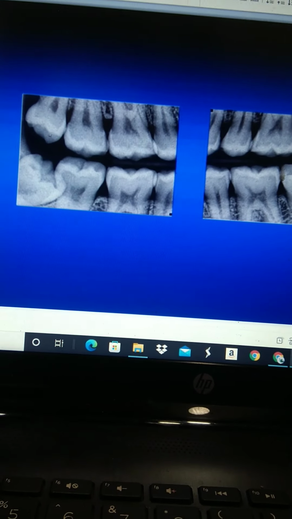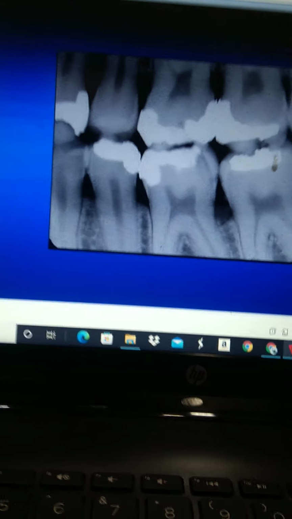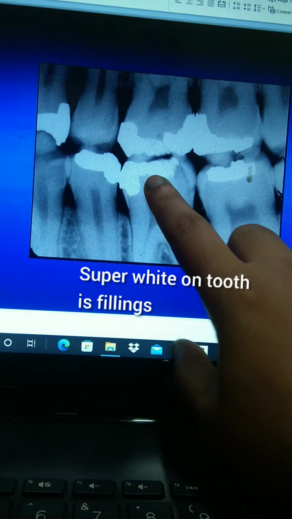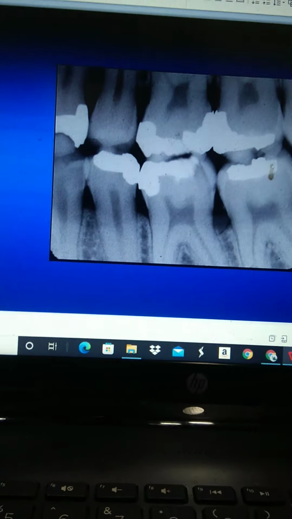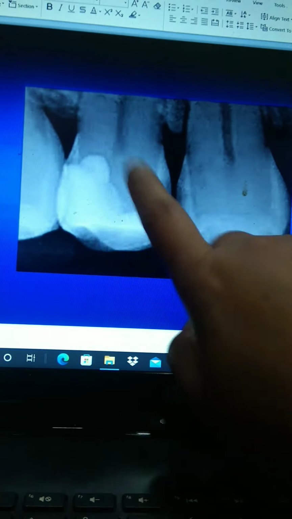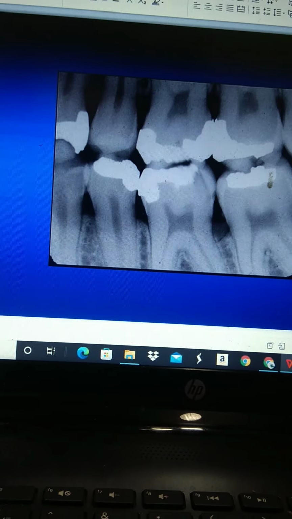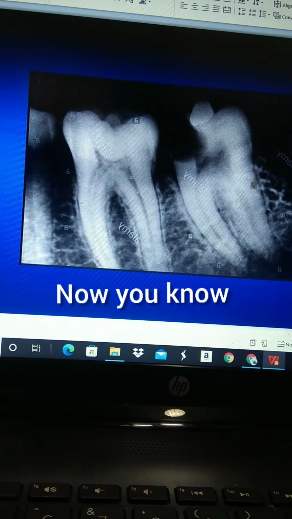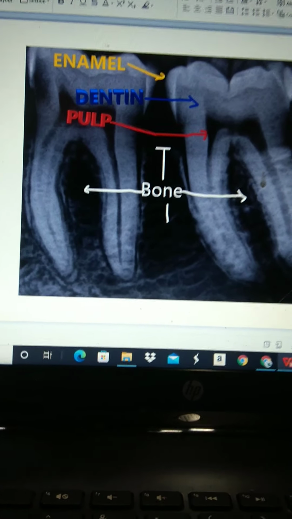Now, how do you identify that your filling is done by the dentist? The filling usually looks super white. When a dentist takes your x-ray after your filling, it looks super white. This shows that the filling is done. This is your super white filling. So this shows that this tooth is filled up. This is how your filling looks in an x-ray. This is how your cavity looks in an x-ray. This is how your tooth structure looks in an x-ray.